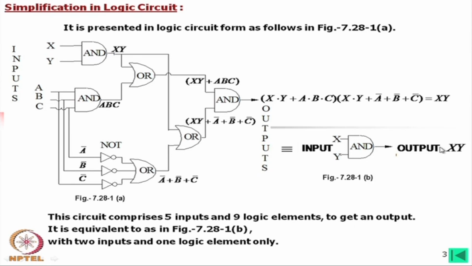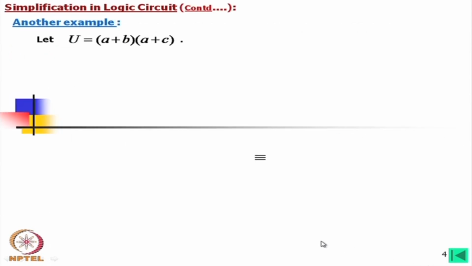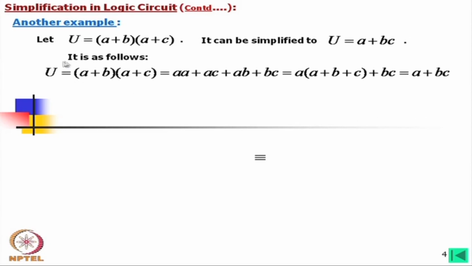With 2 inputs and 1 logic element only, we can solve this. Now, this is another example which I have also shown you: U is equal to A or B and A or C. This can be simplified: U is equal to A plus B plus C. This simplification is shown here.